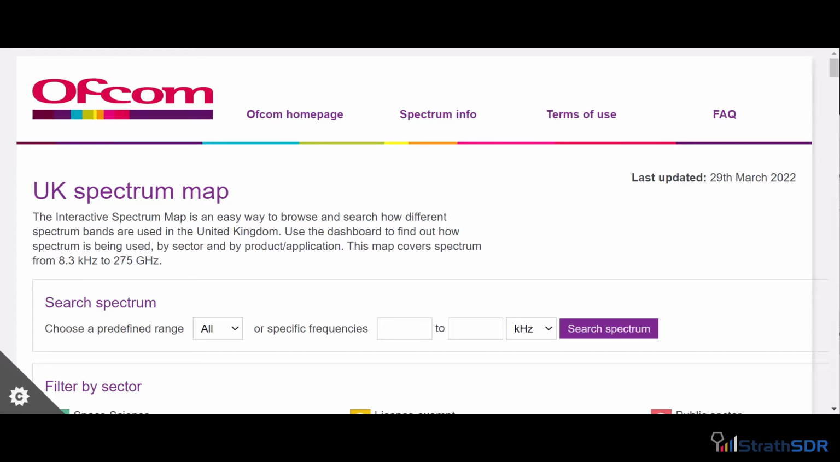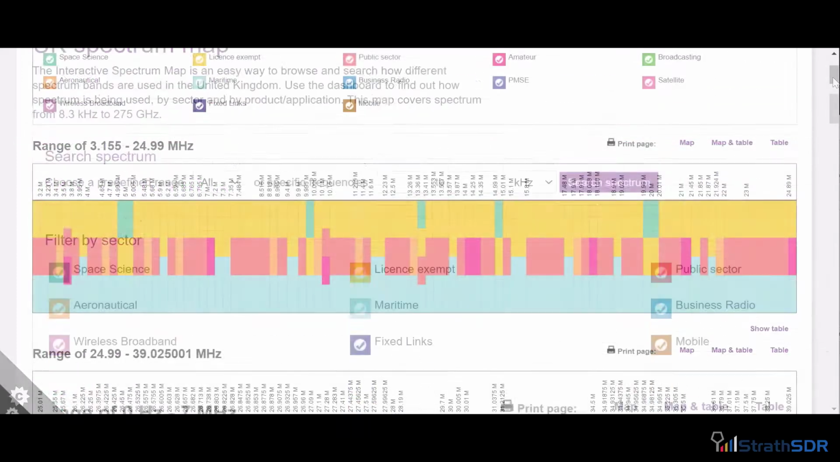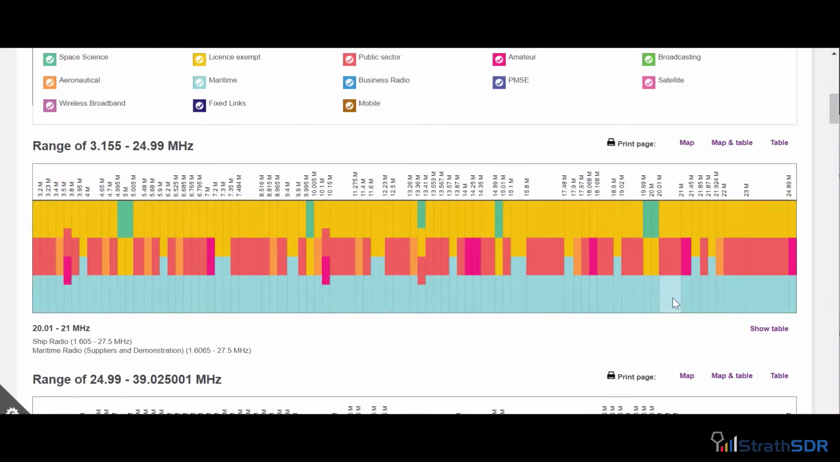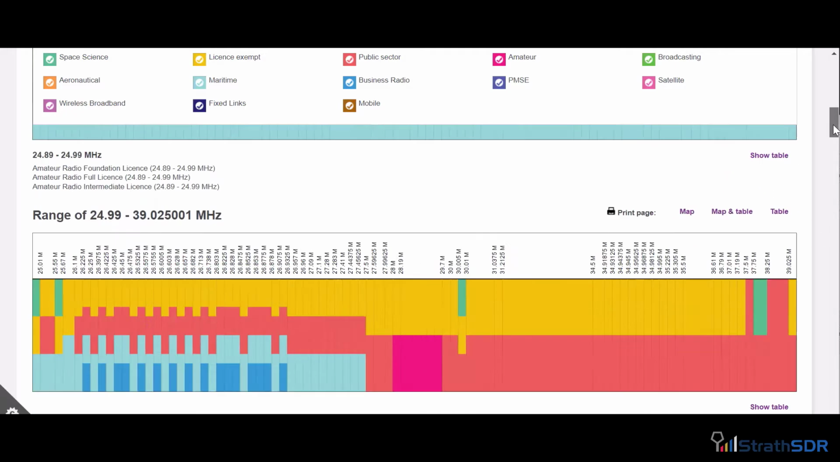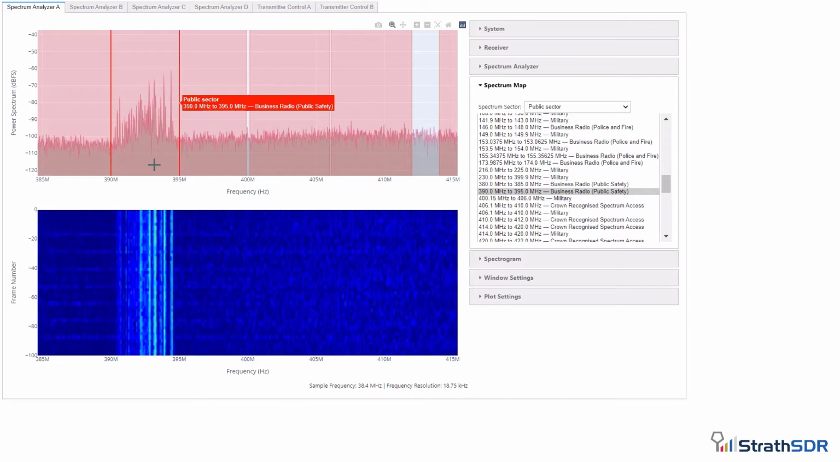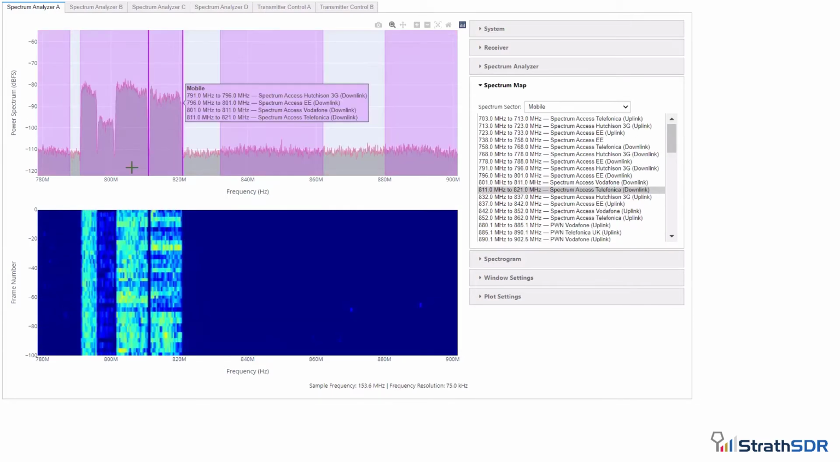The system is also able to combine spectrum measurements alongside a local database of frequency band allocations published by Ofcom, who are the spectrum regulator for the United Kingdom. This spectrum monitoring tool can identify in-use frequency bands and report the organisations that can legitimately use them.